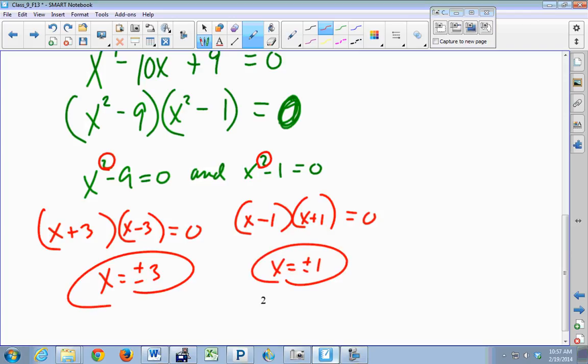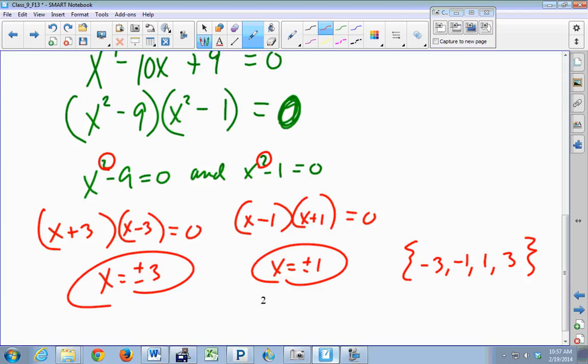Notice how many solutions do I have altogether? 4. What was the degree of my original equation? 4. Okay? Always gives you a little heads up so you don't miss half of your solutions along the way. If you were writing this in my math lab, just remember they want you to put it as a solution set. You start with your smallest number and you work your way up to your largest value of your solution. Okay? That's how you would write it.